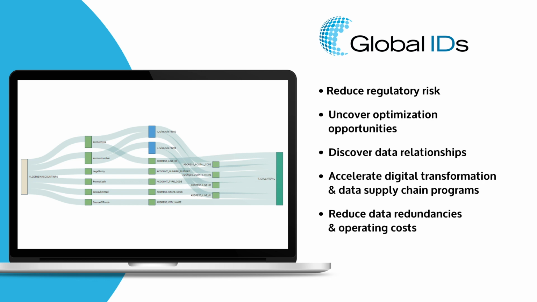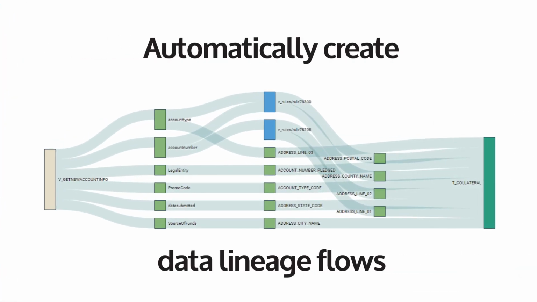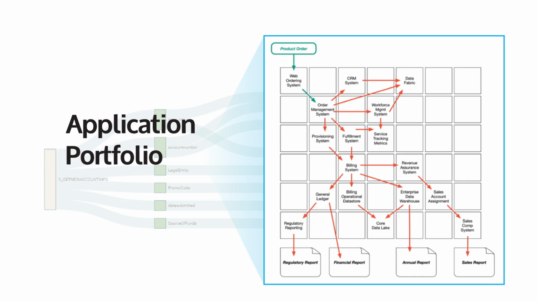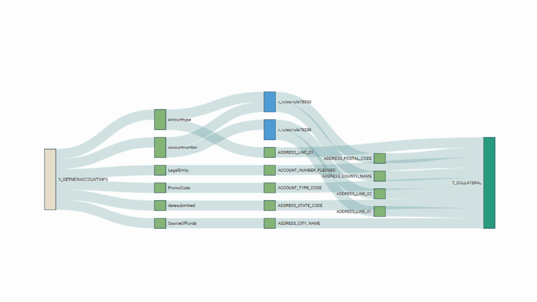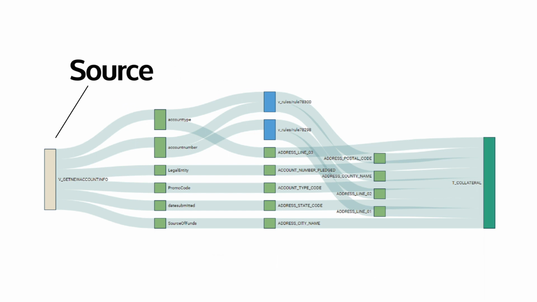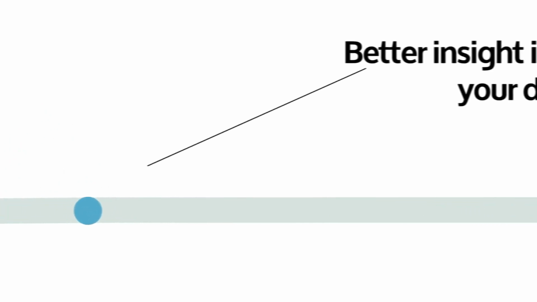redundancies and operating costs. Through the software's ability to create data lineage flows automatically, you have the confidence to take on business-critical initiatives like application portfolio rationalization, knowing the data impact of proposed changes. Impact analysis shows exactly what will be affected downstream if changes are made at the source or intermediate transit points. With data lineage, companies are no longer blind to how data is traversing their ecosystem.